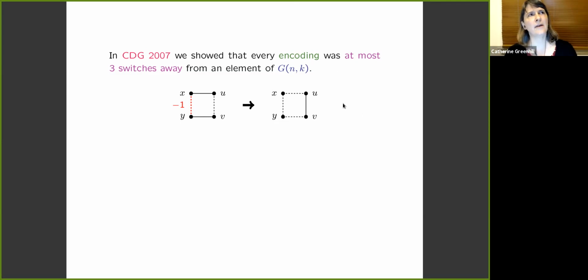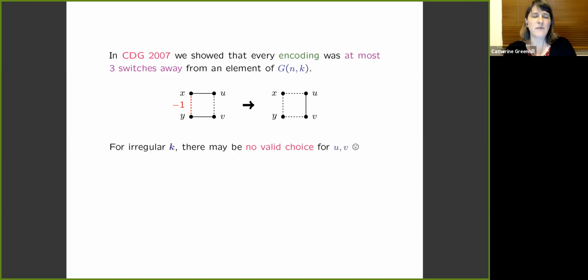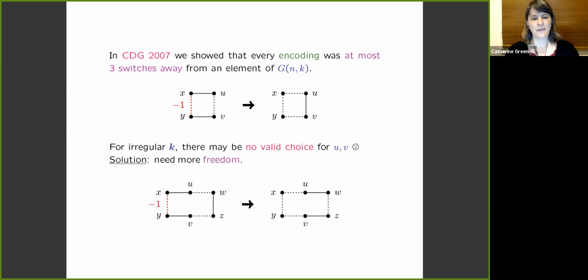And to prove that we always had a choice of U and V, we were using regularity. But for irregular K, there may be no valid choice for U and V at all. And that was the stumbling block to extending this argument to irregular graphs. But what I realized, from knowing what happened in asymptotic enumeration, is that if I used a slightly more complicated switching, I could get it to work. So here was: use a slightly more complicated operation and expand what you can do.